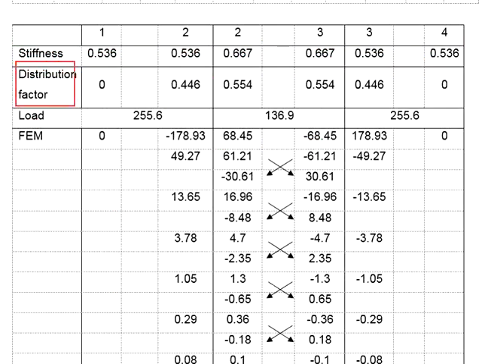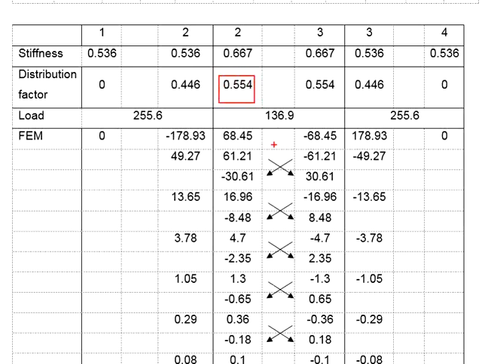Next, we will need to compute the distribution factors. We are talking about the distribution factor on the left-hand side here. It is calculated by having the stiffness of the left-hand side divided by the total stiffness of both sides. That gives you about 44.6%.